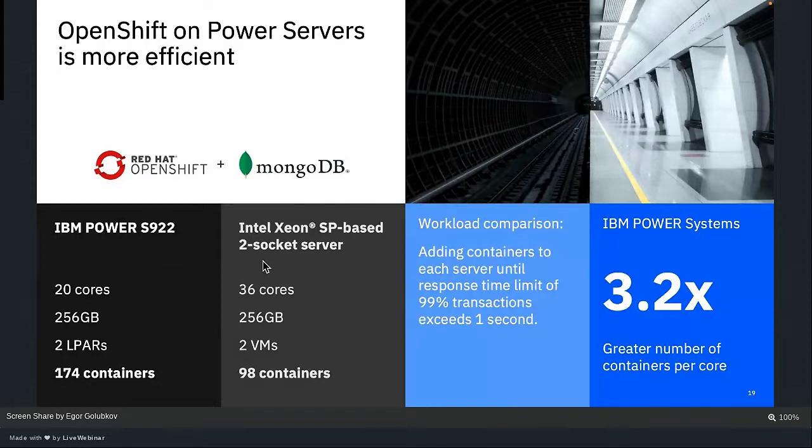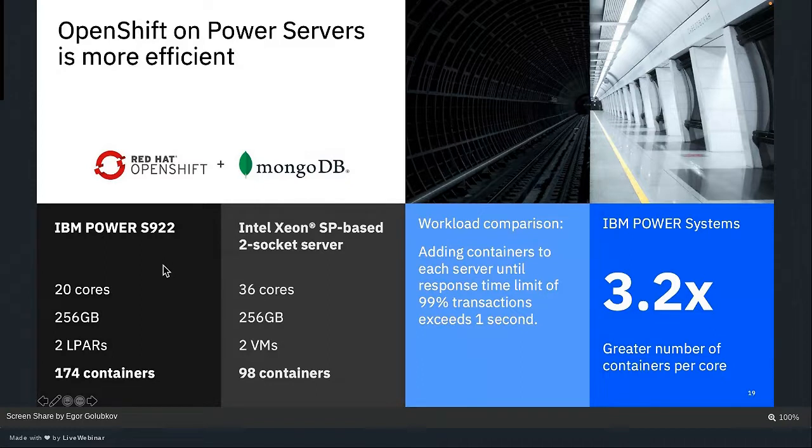And these containers have to communicate with the MongoDB database. And the reply from this MongoDB couldn't exceed 1 second. So the test was to install the containers and make them communicate with the database and to see how fast they get the answer from the MongoDB database. And we could install 174 containers on the IBM Power server.